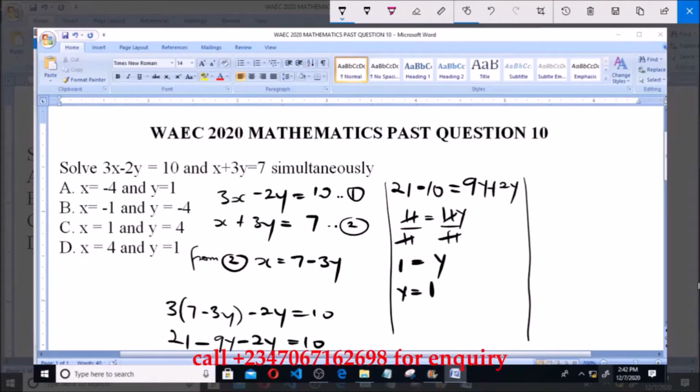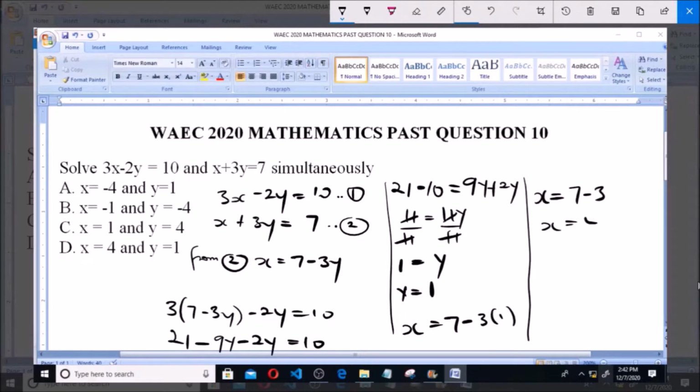Now looking at it, we had from equation 2 that x equals 7 minus 3y. Since y equals 1, we can simply say x equals 7 minus 3 times 1. So x equals 7 minus 3. x equals 4. Therefore x equals 4 and y equals 1. And that is option D.